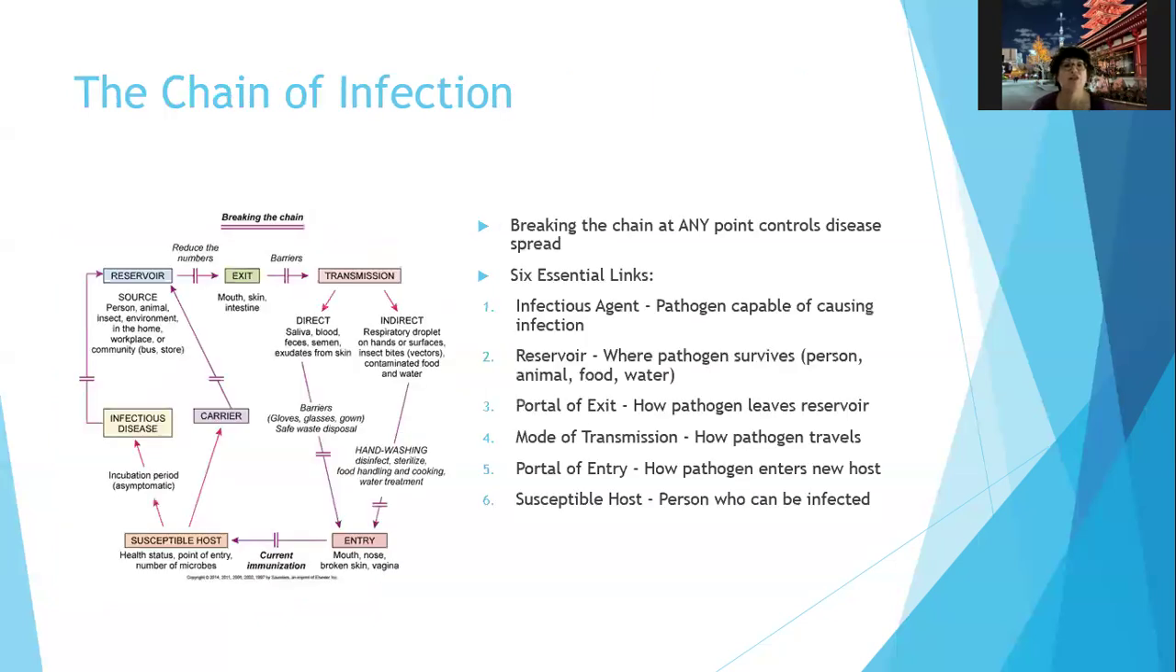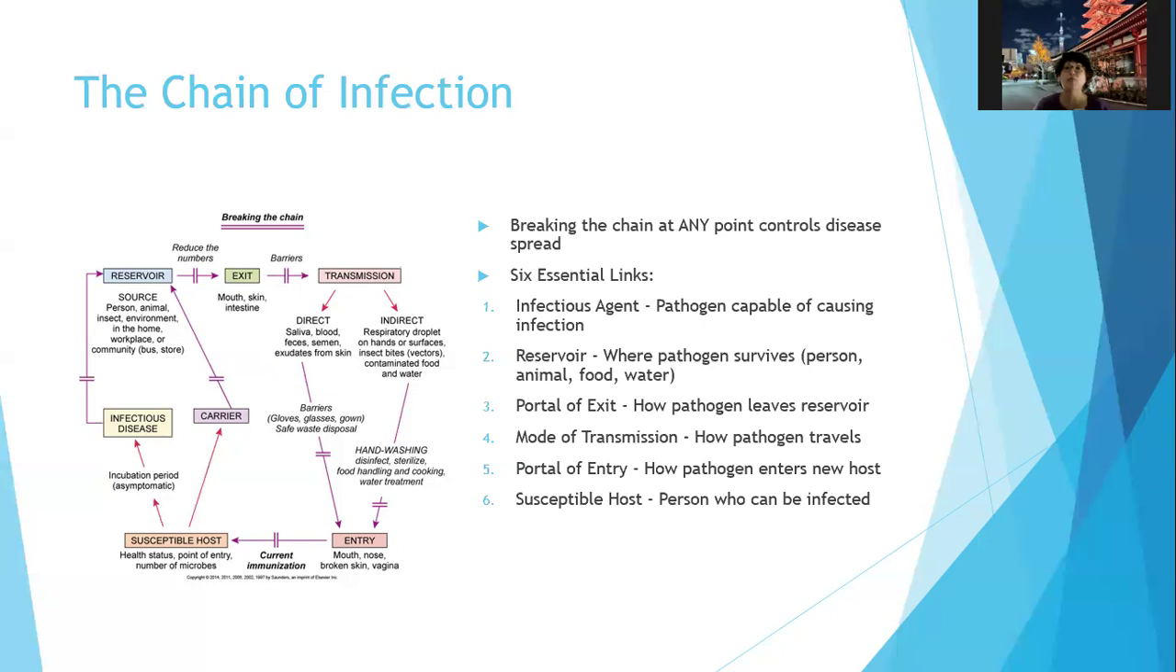Fun, right? So there is this little concept that we call the chain of infection, and breaking the chain at any point controls the spread of disease. There are 6 essential links to the chain of infection. You start out with an infectious agent. If you don't have that, then none of the rest of it exists. An infectious agent is a pathogen that's capable of causing infection. And then we have a reservoir.